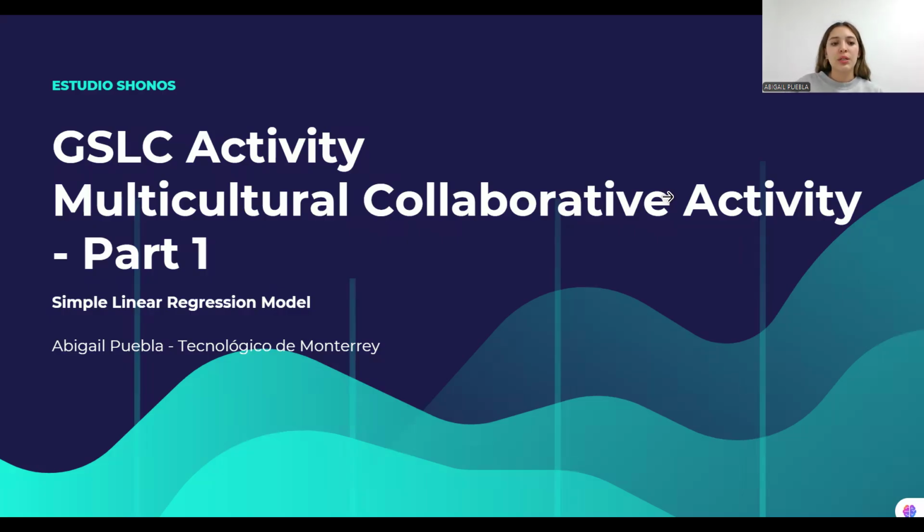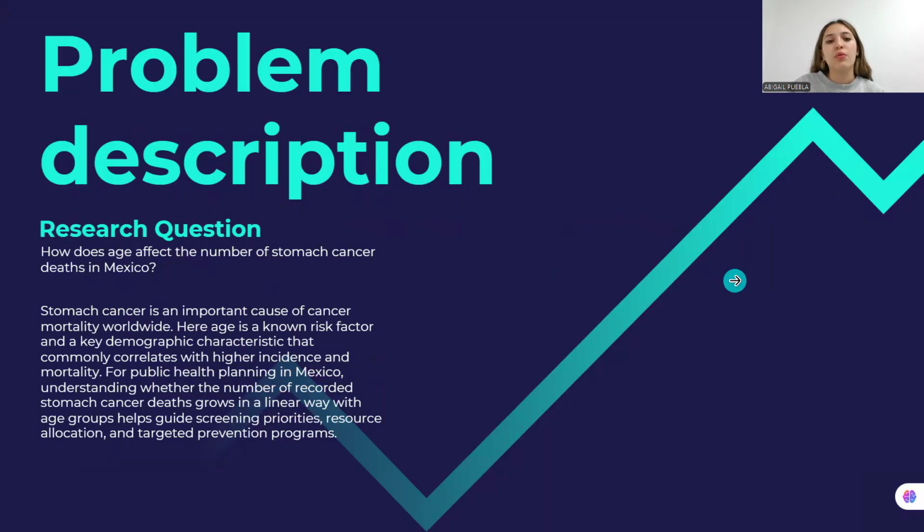Here is the simple linear regression I obtained from the information given. From the problem description, the first research question I thought was interesting to look at was: how does age affect the number of stomach cancer deaths in Mexico? The context is that stomach cancer is an important cause of cancer mortality worldwide.